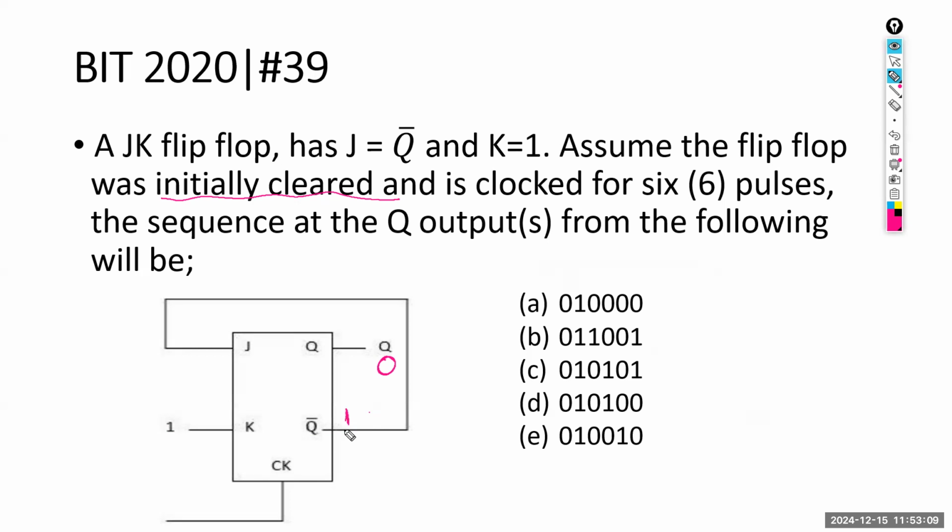Preset, clear. Initially cleared. And you need to think 6 clock pulses. 6 clock pulses sequence. Clock is shown. It looks like edge level triggering.